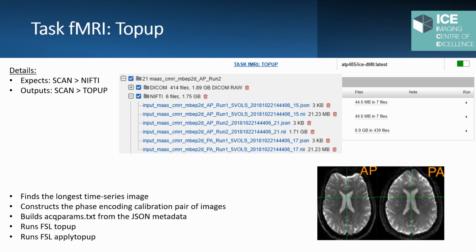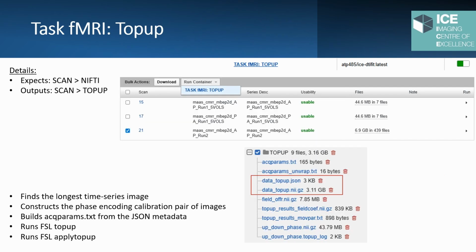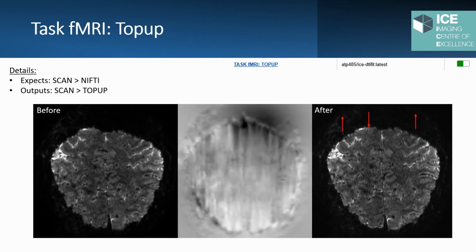And what the function will do is it will find the longest time series image and recognize that as the primary image, the run image. And then it will construct the phase encoding calibration pair of images from the other 2 images. It will build the files it requires from the JSON metadata files. And then we'll run FSL's top-up function to create the image for correcting field distortions. And then it will apply this using apply top-up, again in FSL. And the output we want from this is the data top-up image and corresponding JSON file.